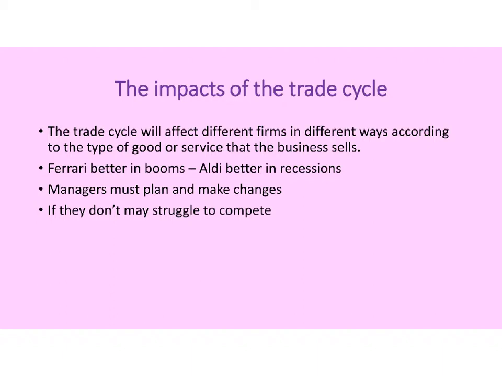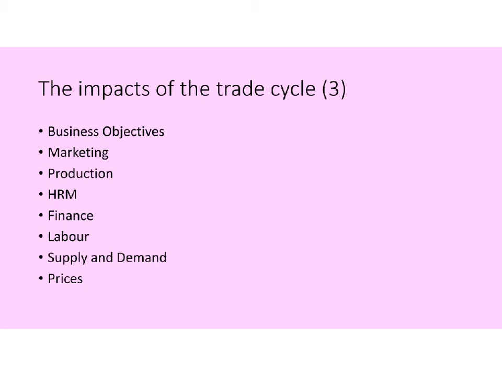So if they don't make these plans and make changes, they might struggle to compete and therefore close down. So the impacts of the trade cycle then, these are the different areas that can be affected by different cycles of the trade cycle. So it's business objectives, marketing, production, HR management, finance, labour, supply and demand, and prices. So I am going to do a little bit of speaking about each one whilst I'm staying on this screen. So, number one then, business objectives.